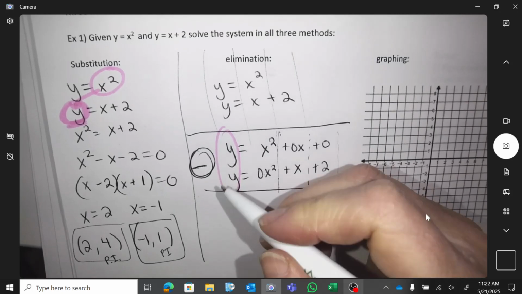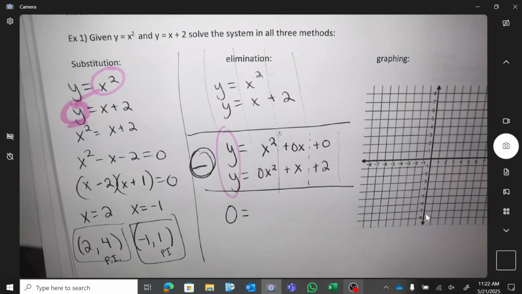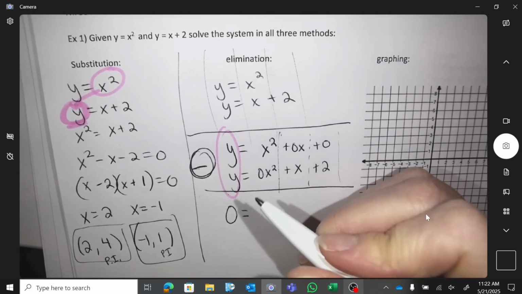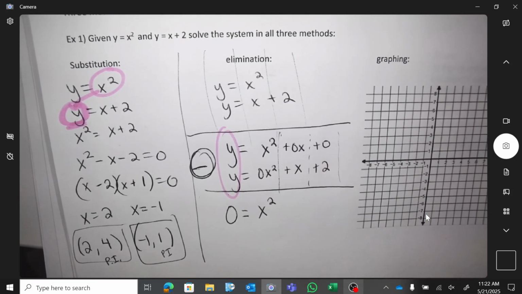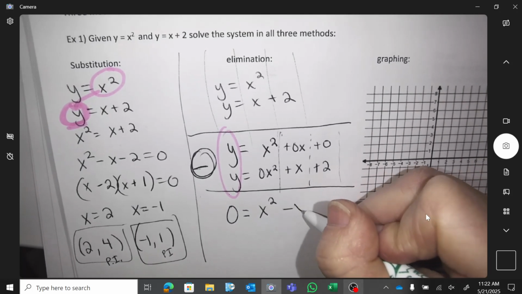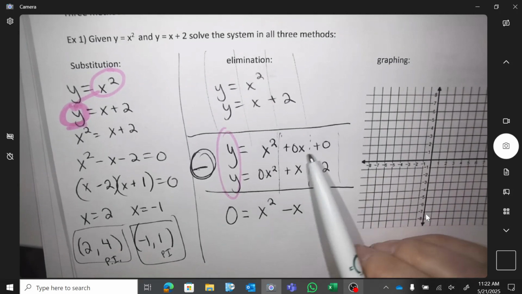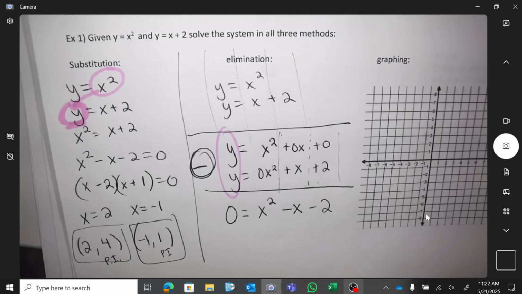y subtract y equals 0. If you had a 1x squared, subtract no x squareds, you still have an x squared. No x's, subtract 1x, is now a negative x. No numbers, subtract 2, is negative 2.